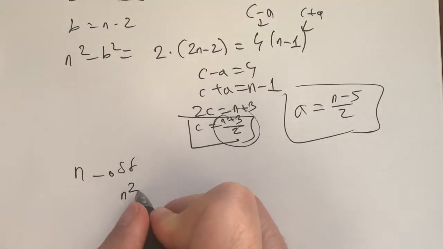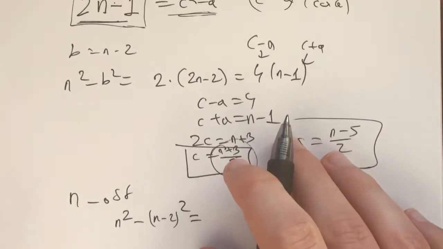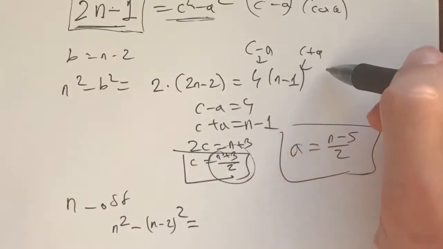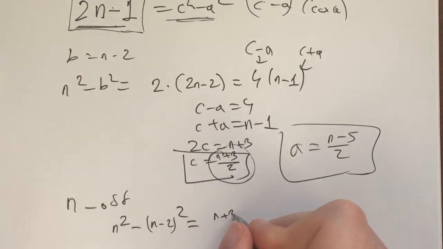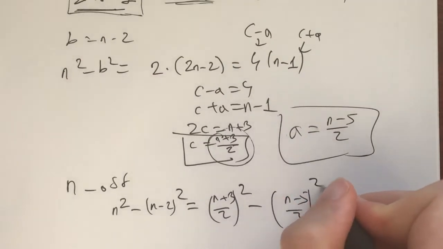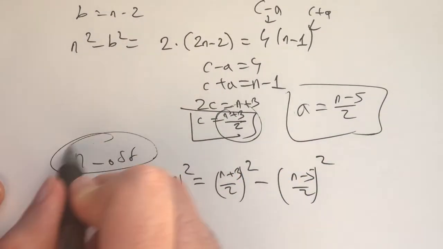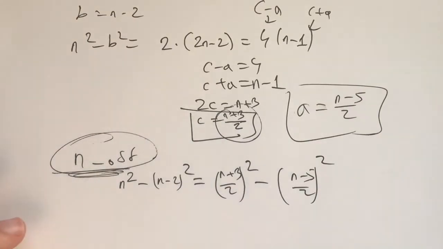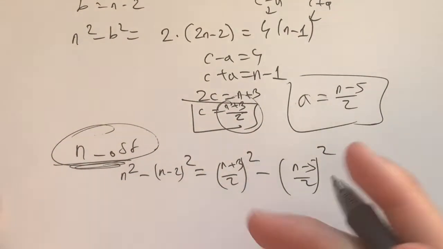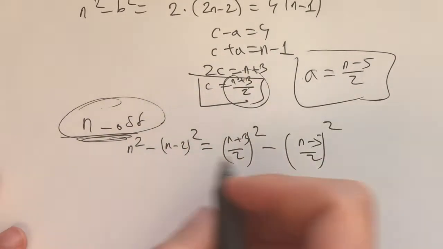Then I'll know that n squared minus (n minus 2) squared is equal to what? So we have, where was it? Okay, ((n plus 3) over 2) squared minus ((n minus 5) over 2) squared. So what this tells me is if we're using some induction, if n is odd, I will be done. And this here is exploring the idea of just how to solve this directly, immediately.